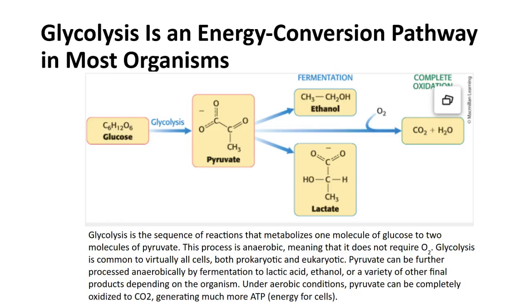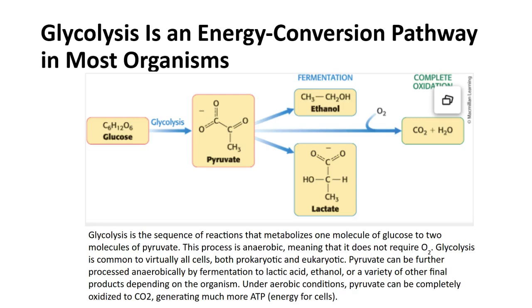And so when you have glucose, it is broken down in order to actually create energy. So glycolysis is an energy conversion pathway in most organisms. So you have glucose that goes through glycolysis to form pyruvate, and then it can go through fermentation to produce ethanol and lactate, or it goes through an oxidative state, where it's broken down to carbon dioxide and water.